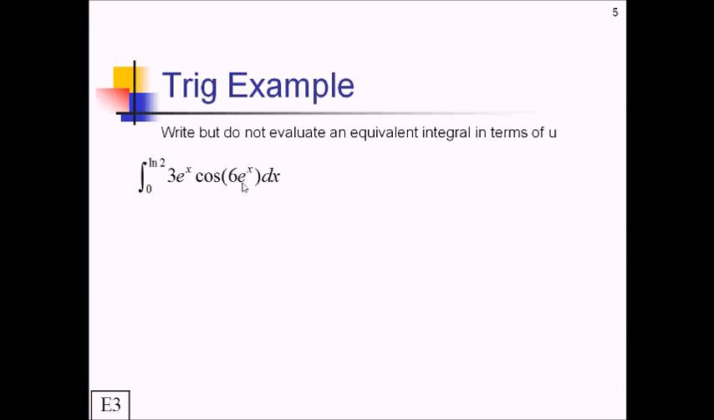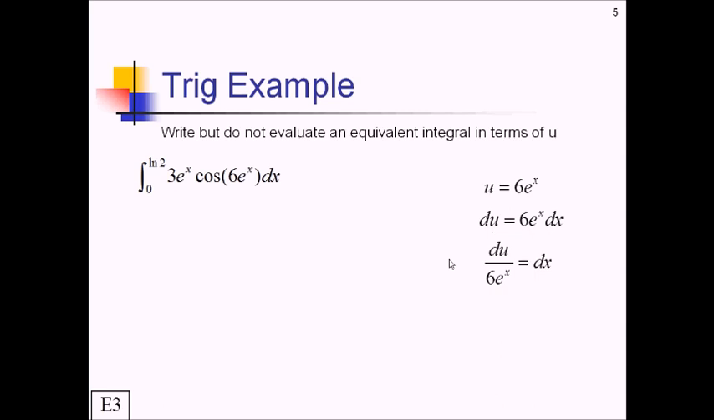x as my inner function, because I see a 3e to the x over here. So I've got u equals 6e to the x. Du then is going to be 6e to the x dx. I love taking the derivative of e and the integral. So dividing then, we have du over 6e to the x.